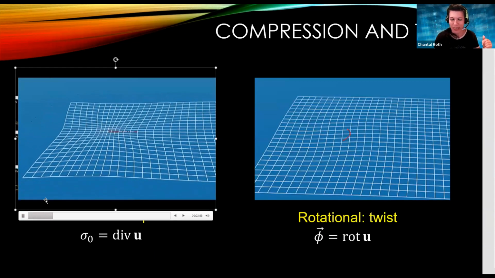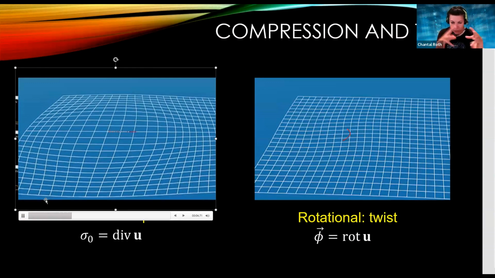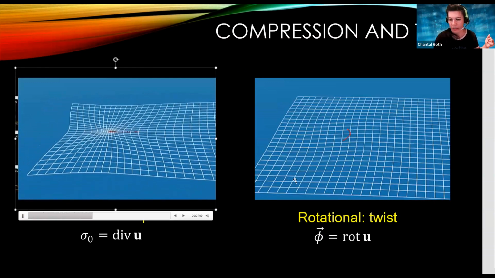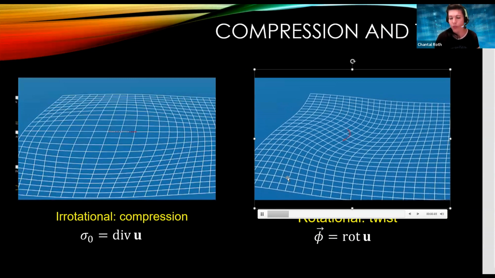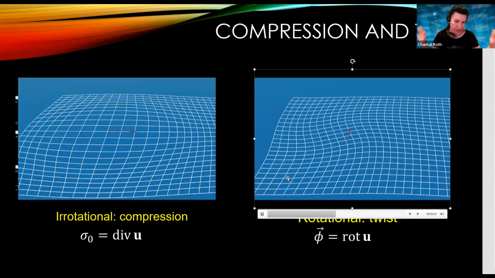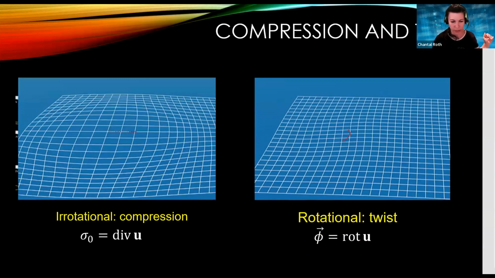Makes it more interesting, I hope. So obviously this is the compression part here, and this is the twist part. So any vector field you can split into these two parts. And so now, well, what do we do now, right? Now we have to do all the math.